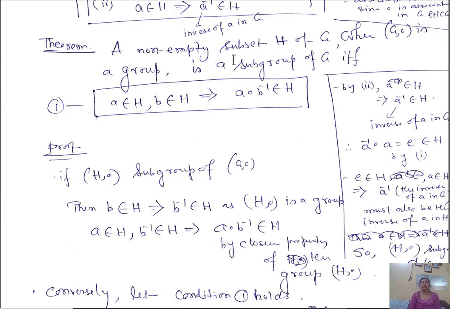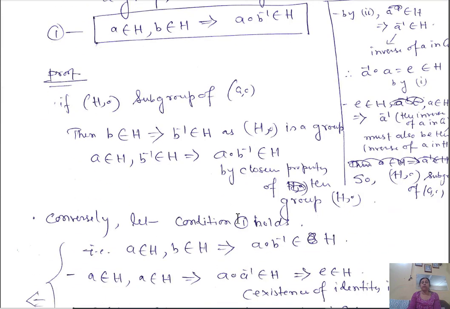Okay, so if H is a subgroup of G, then this holds. Now let us prove the converse. Suppose this condition holds. Now I have to show H is a subgroup. Condition 1 holds, so you take A belongs to H, B belongs to H. This implies A composition B inverse belongs to H.